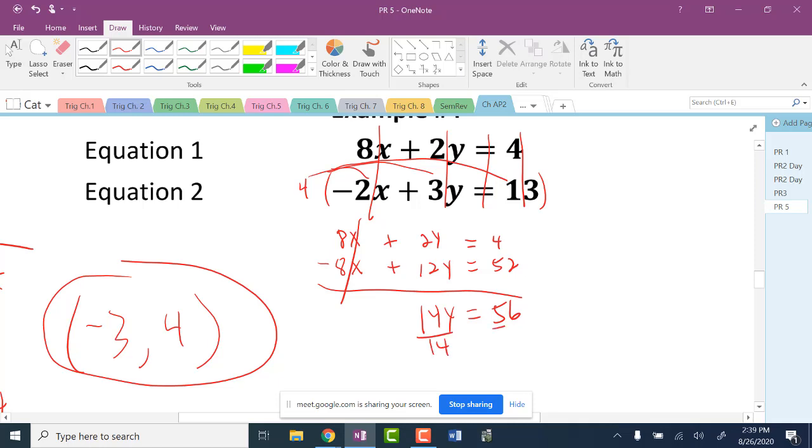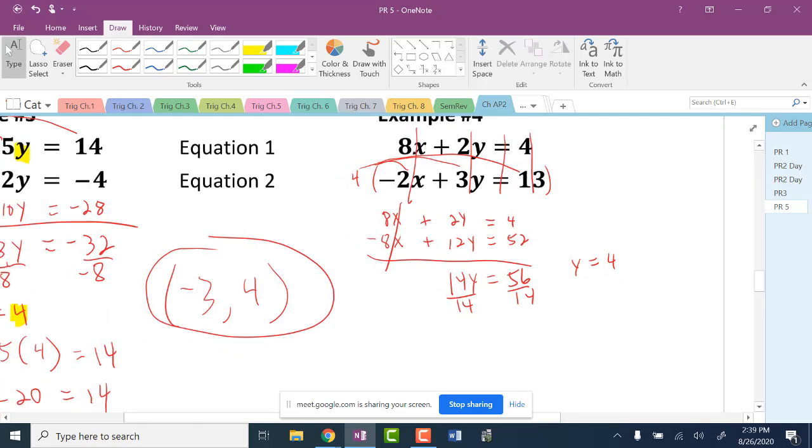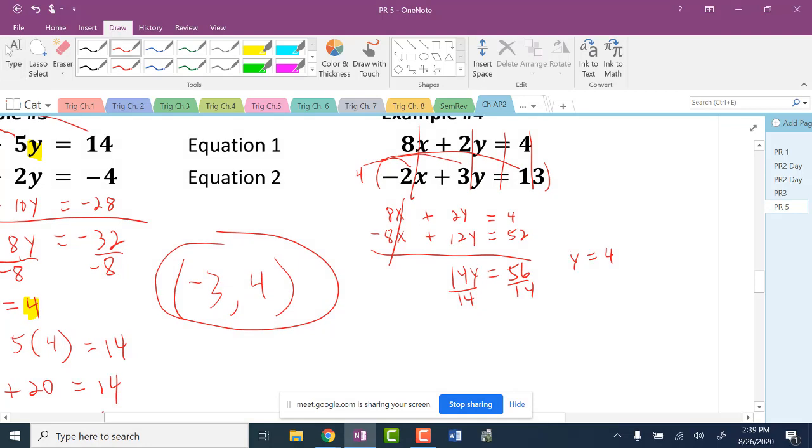Divide by 14. And then y equals, oh boy, 28, I think 4? 40 and 16, 56. Yes. Doesn't always have to be a whole number either, but it is nice that it is. And then you take this and plug it into either or.